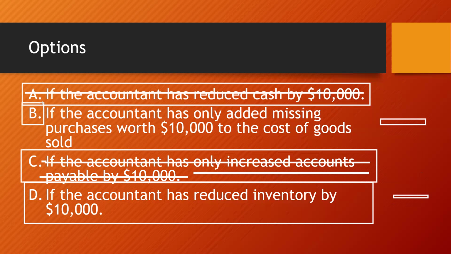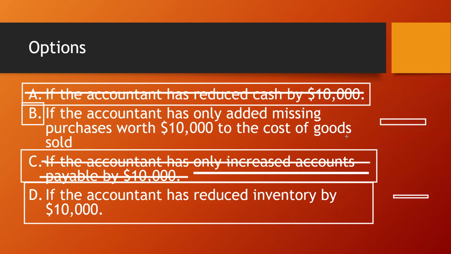Why? Because the accountant has only added the missing purchase worth $10,000 to the cost of goods sold. If you increase the purchase, that means it's an expense. Practically, opening stock plus purchases minus closing stock is cost of goods sold. He added the missing purchase only, so there is an increase in the expense. If the expense is increased, it will reduce your net income. So obviously the answer is B.